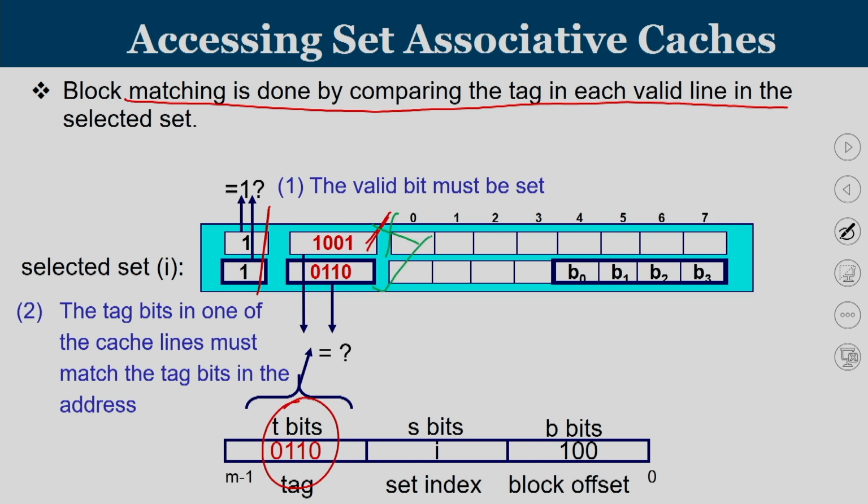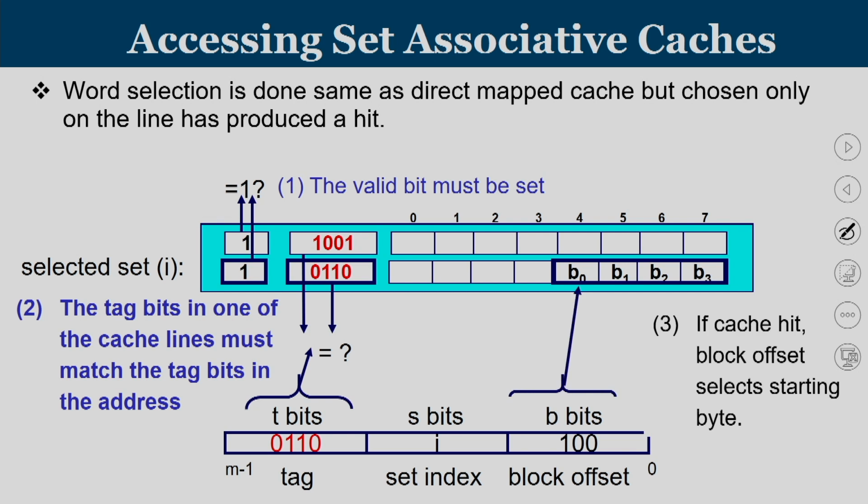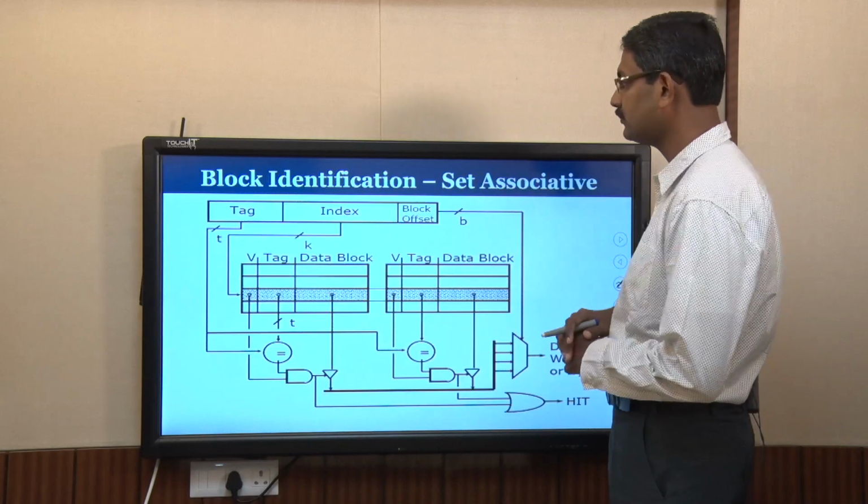So, that is correct. This means your data is located in this block, that is the second block of the selected set. When both the valid check and the tag match happen, it is known as a cache hit, and once that is over, we extract the word. This 100 is the offset, that means from the 4th byte onwards you extract, and we get the corresponding word that is requested by the processor.